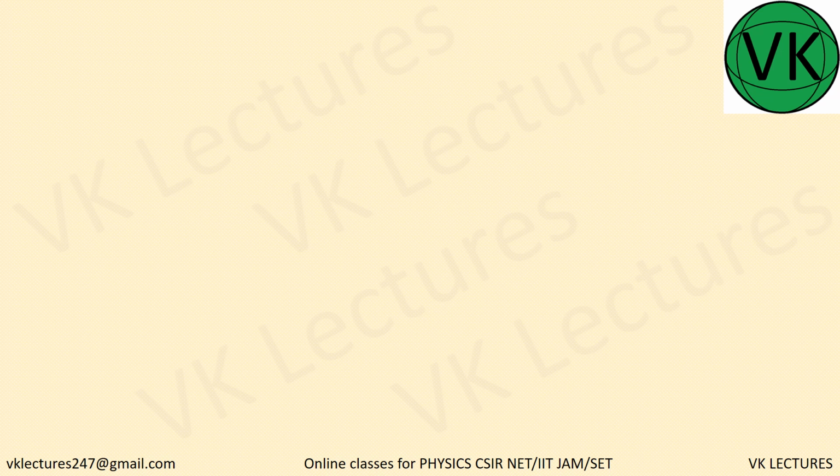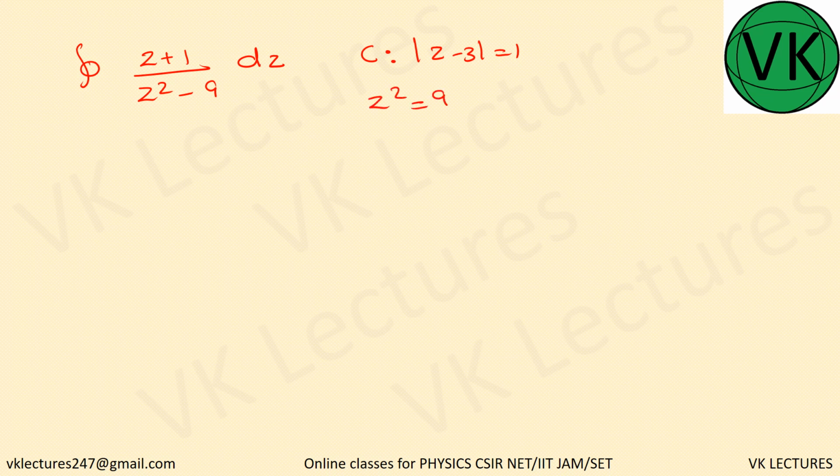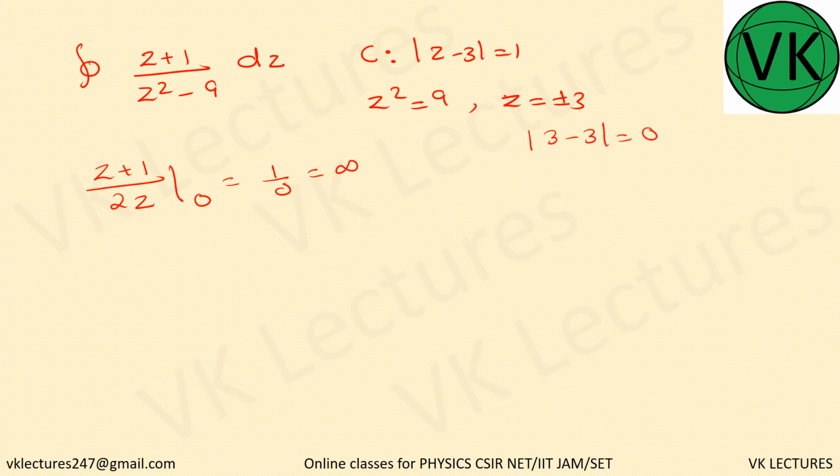Next question. Closed integral of (z plus 1) divided by (z square minus 9) dz. The contour C is modulus of z minus 3 equal to 1. z square is equal to 9, therefore z is equal to plus 3 and minus 3. So (z plus 1) divided by 2z at 0 is 1 by 0, which is infinity. For 3, 3 minus 3 is equal to 0, less than 1. For minus 3, minus 3 minus 3 is equal to 6, not less than 1.